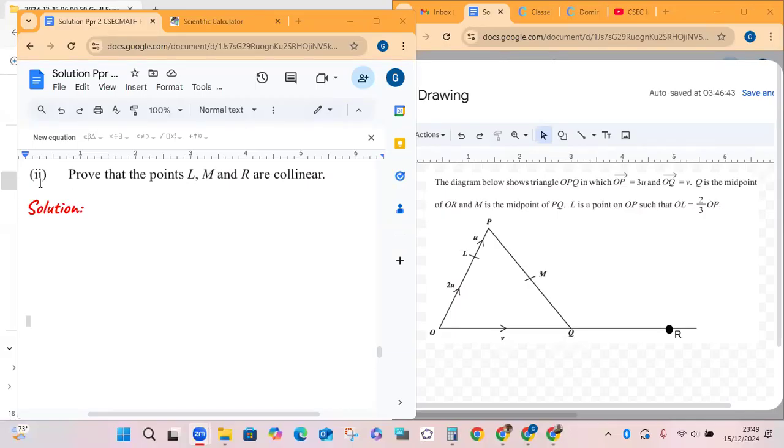Going on to this question, part 2, it says prove that the points L, M, and R are collinear. So what we need to do, we need to revise what it means for points to be collinear. What does that mean in mathematics? So let's do a little research on some information that we've got stored.